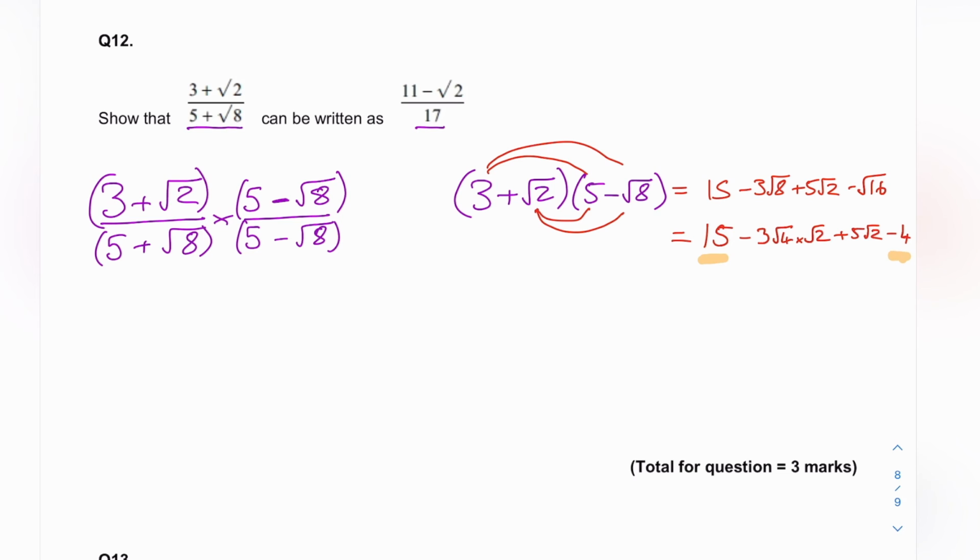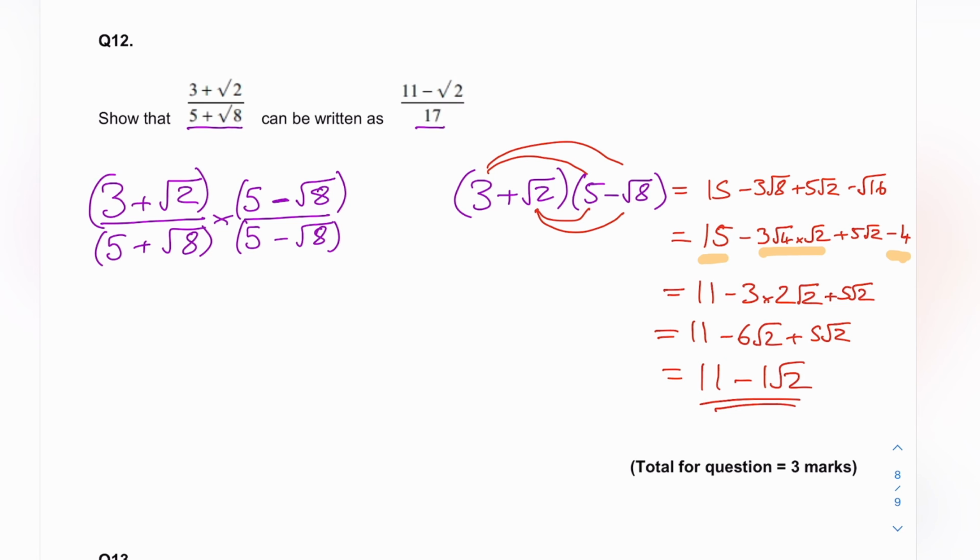Here we're going to group together our 15 and our negative 4, and that's equal to 11. And we're going to continue simplifying this surd here. So this becomes minus 3, root 4 we know is 2, and then our root 2 stays the same, plus 5 root 2. So now my final step, we've got 11 at the front, negative 3 times 2 is negative 6 root 2, plus 5 root 2, and that's equal to 11 minus 1 root 2. Okay, negative 6 root 2 plus 5 root 2 is this negative 1 root 2. And that's our numerator. We now have a look at our denominator.